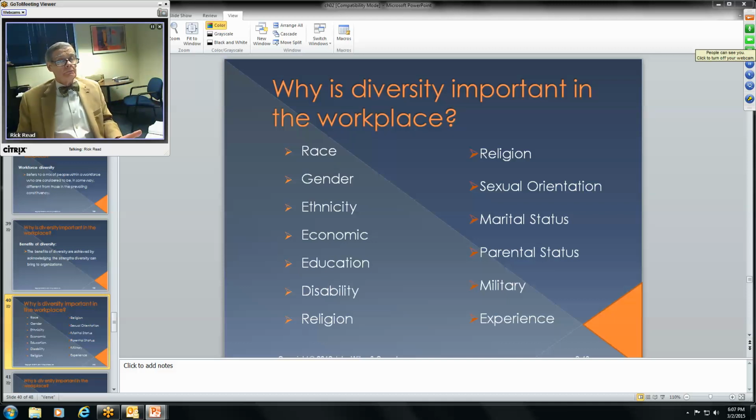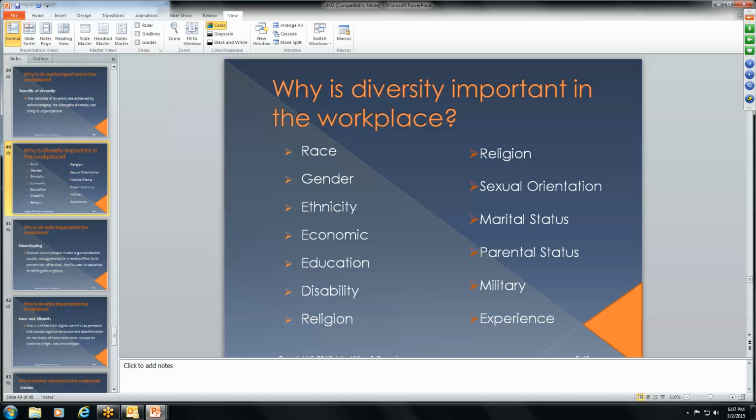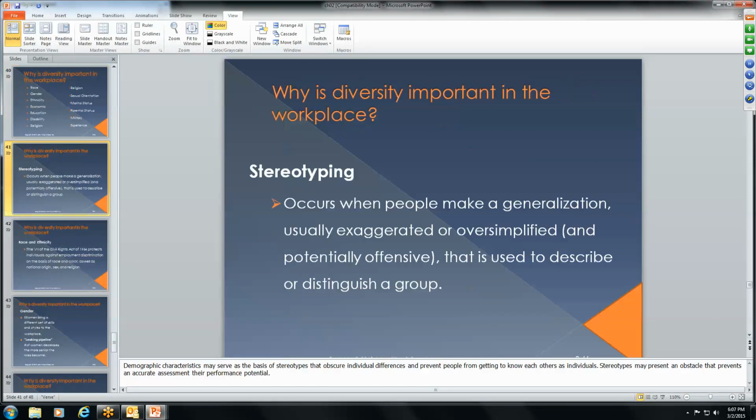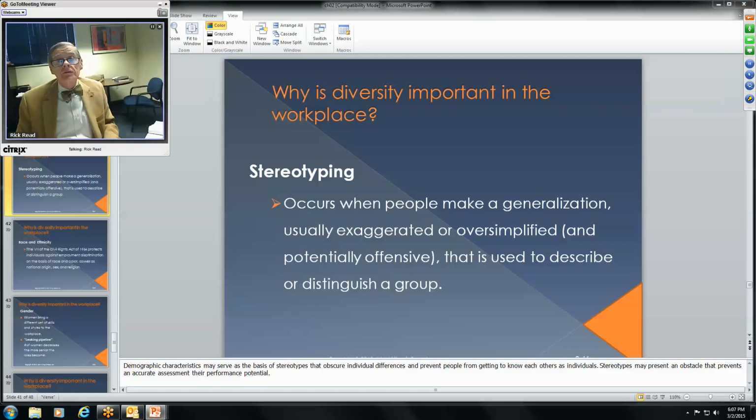We have to be careful with this. It's when we make generalizations about people and put them into a certain category based upon things that we know from in the back of our mind. Oversimplification, often wrong. And notice what's here. It's potentially offensive. So we have to be careful about that.